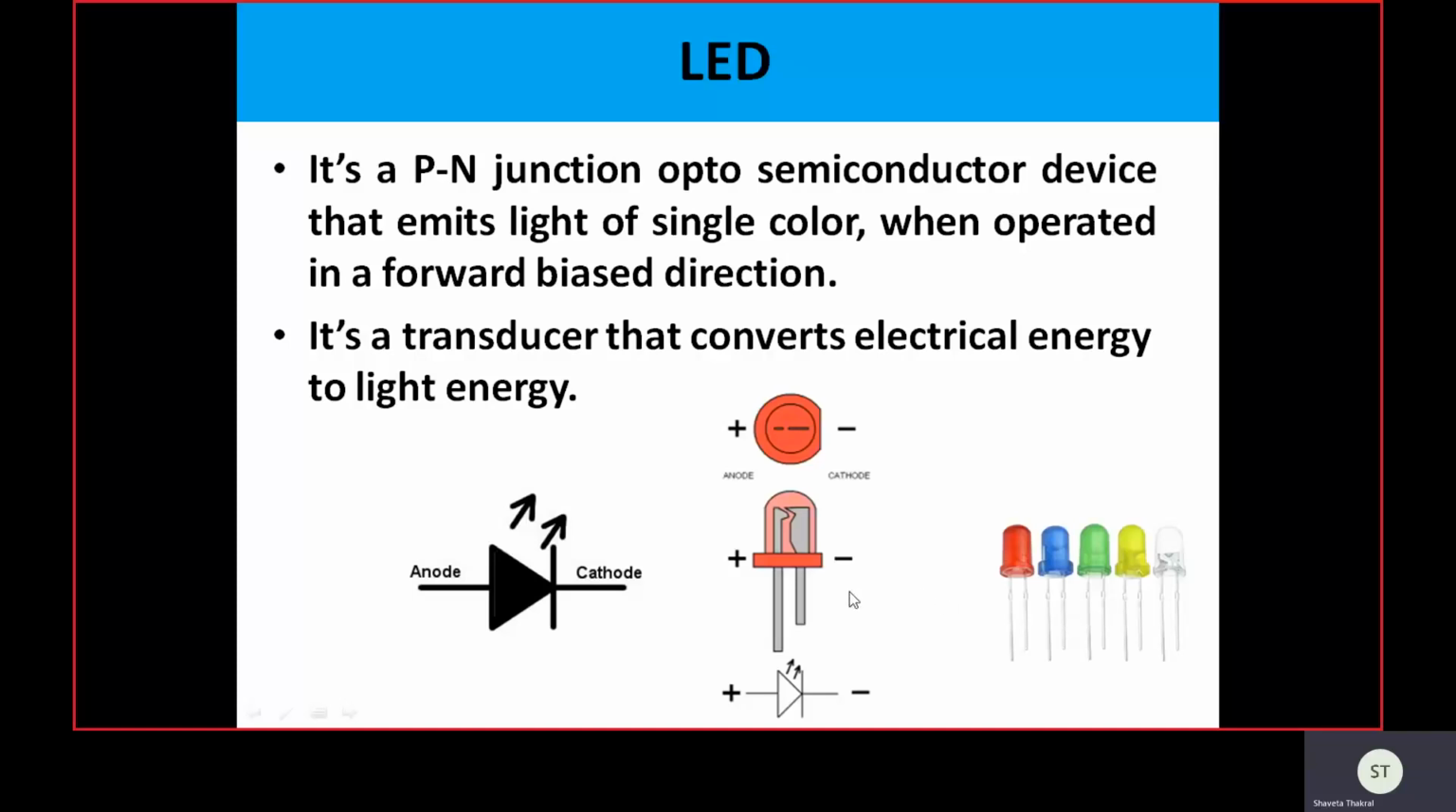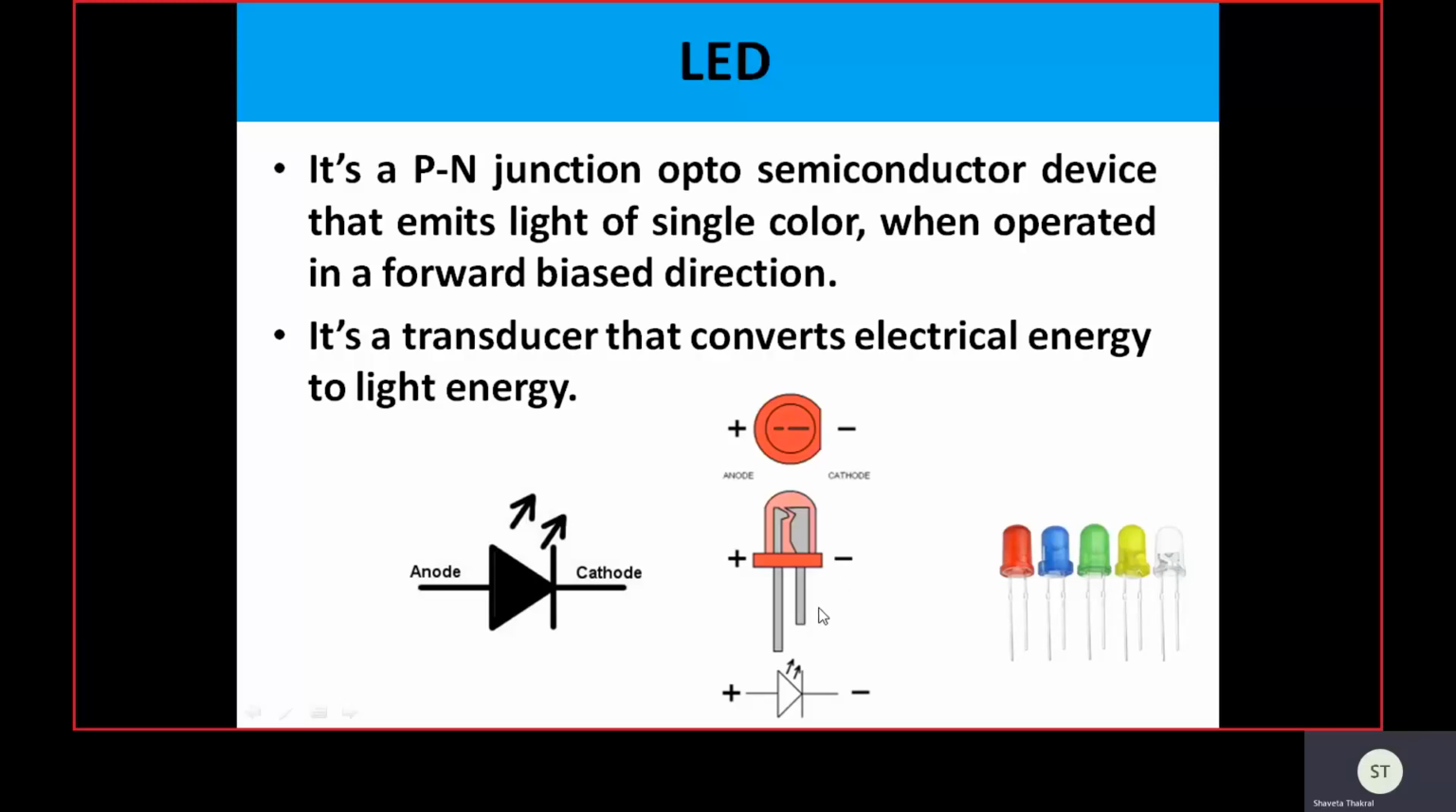If we see the pictorial representation of LED, how do we identify the two leads? The two leads are not equal. One lead is longer and the other lead is short. The longer lead is considered to be the positive terminal, that is the anode terminal, and the short lead is considered to be the negative terminal, that is the cathode terminal.